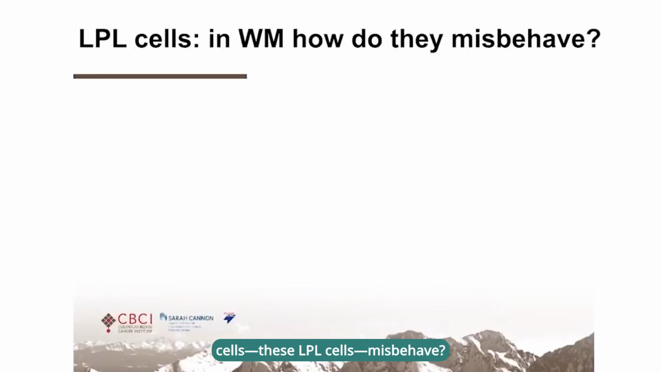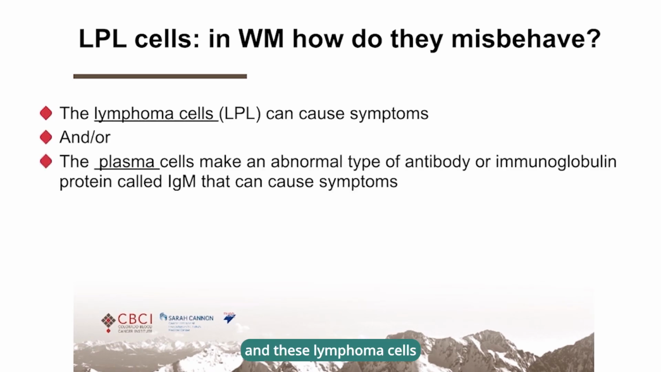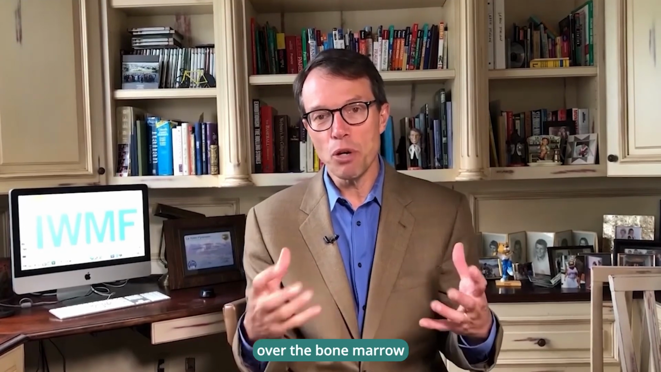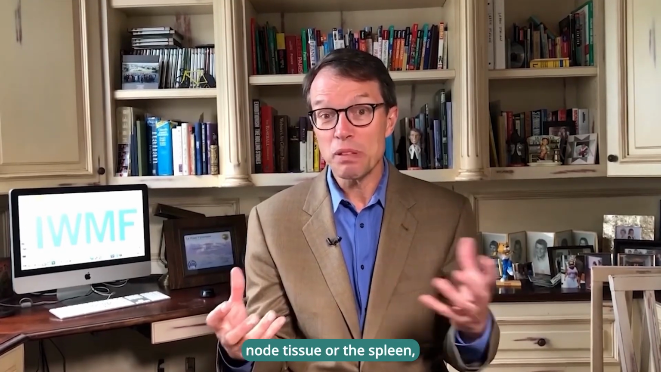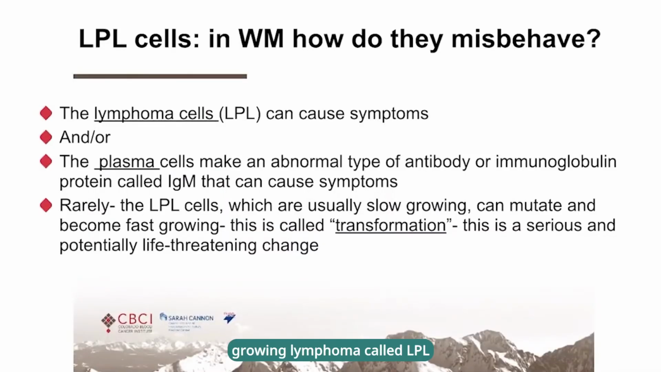So how do these lymphoma cells, these LPL cells, misbehave? Well, they can cause symptoms in patients that make you feel sick, and how they can do that is these plasma cells and these lymphoma cells can make this abnormal IgM protein, and the IgM protein itself can cause symptoms. Also, the LPL cells themselves, the lymphoma cells, as they grow and take over the bone marrow and sometimes the lymph node tissue or the spleen, can also cause symptoms. Additionally, and thank goodness this is not very common, sometimes this slow-growing lymphoma called LPL can morph or transform into a more aggressive kind of lymphoma. We call that transformation, and when that occurs, it's serious and potentially life-threatening.